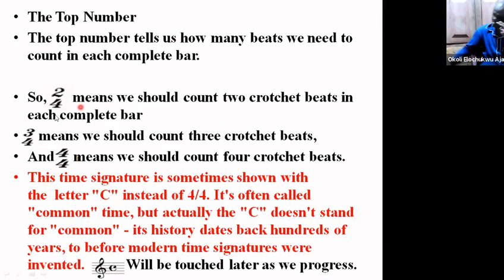Then the next one is 3/4. So 3/4 also means that we should count 3 crochet beats in a bar. For instance, if you have 2/4, when you are counting it, this bottom number is now telling you how many crochet beats must be observed in a bar.